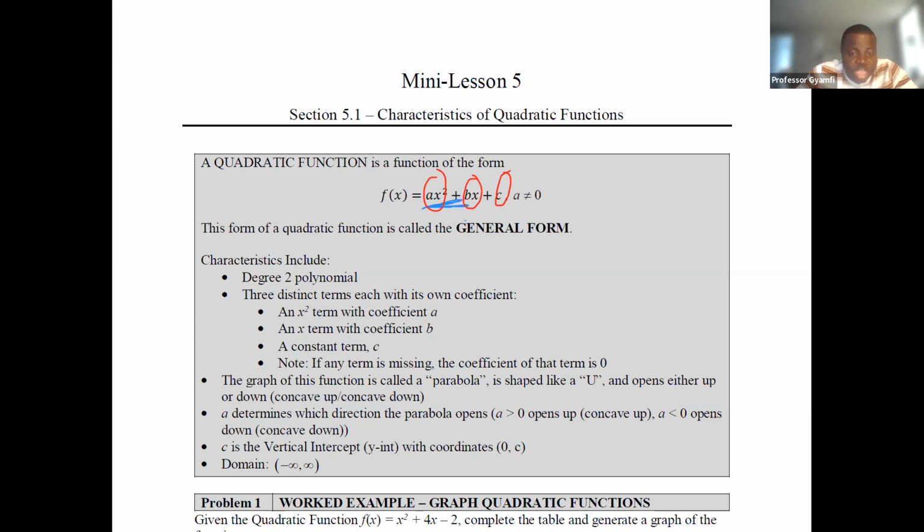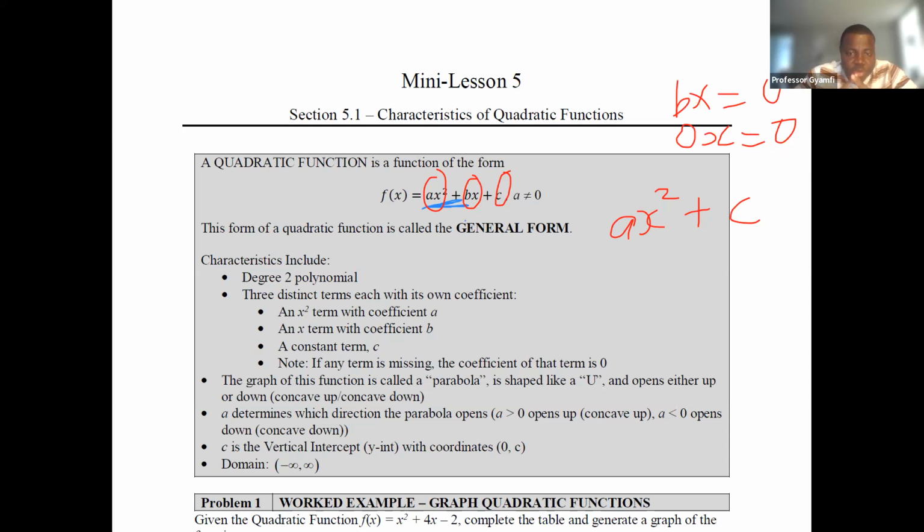Remember that if any term is missing, then the coefficient is 0. So if I have ax squared plus c, what this means is that our bx equals 0. What this means is that our b is 0, and 0 times x gives us 0. So that's what we are saying, okay? All right.